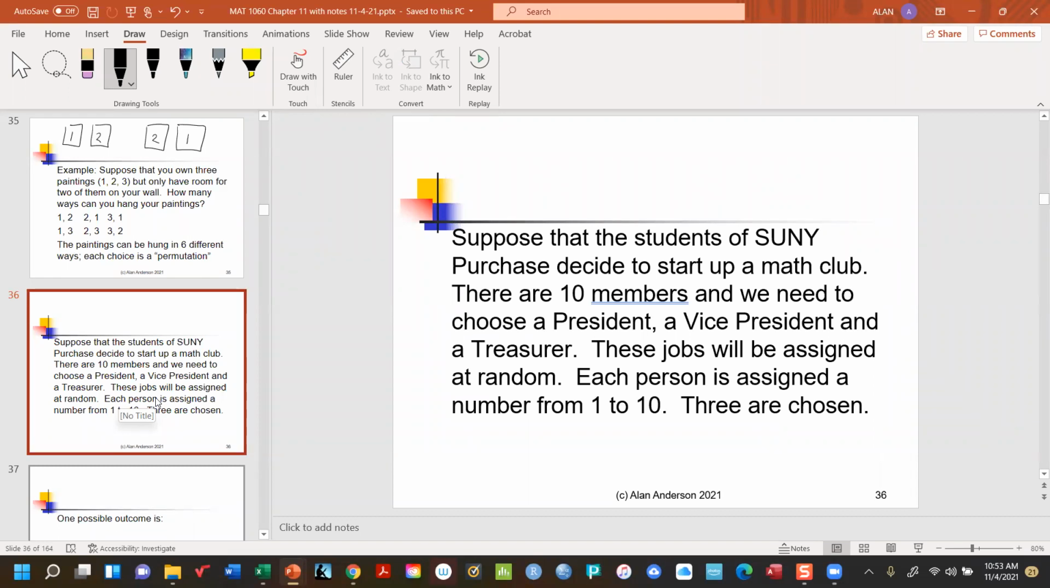So here's the strategy that we hit on. Every person in the club is given a number from 1 to 10. We're going to randomly pick 3 numbers by whatever method we choose. We could put slips of paper in a bag and reach in and grab them, for example. And then the order in which we choose them will determine not only who gets to be an officer of this club, but whoever gets picked first will be the president. Whoever gets picked second will be the vice president. And whoever gets picked third will be the treasurer.